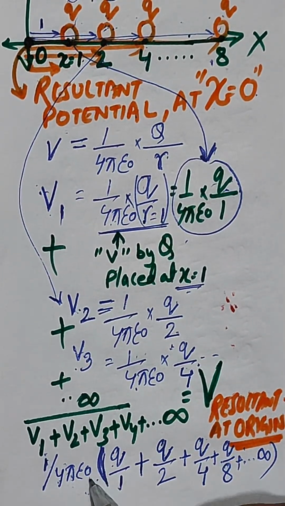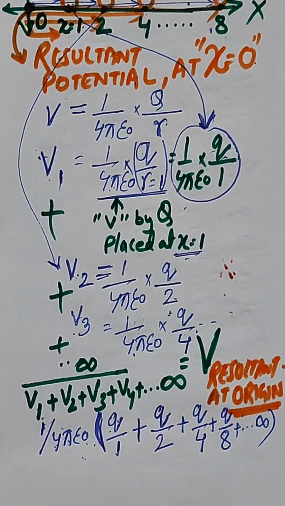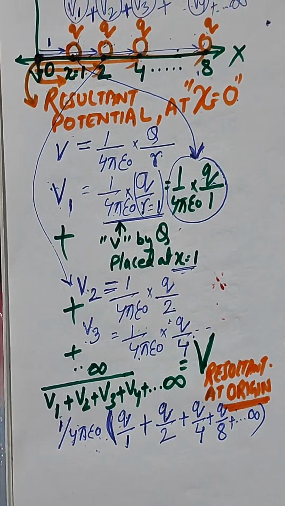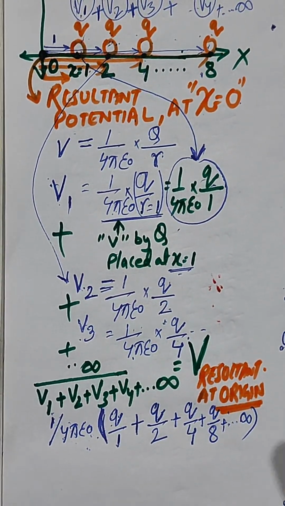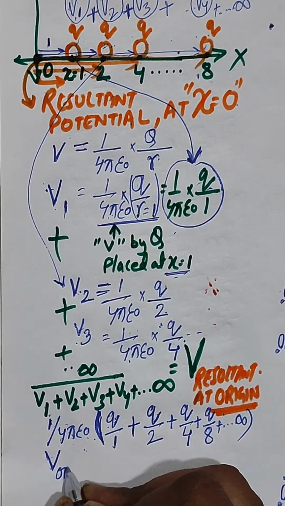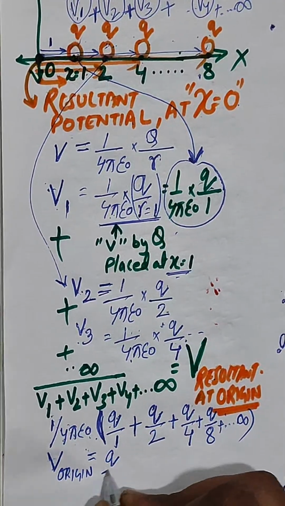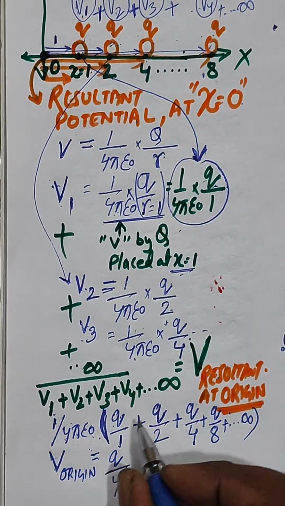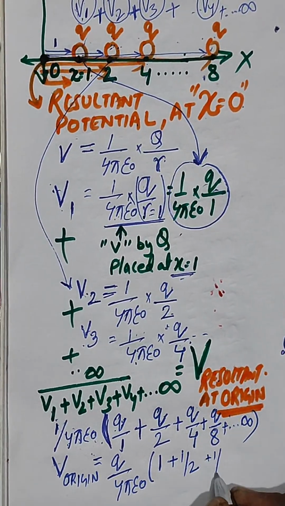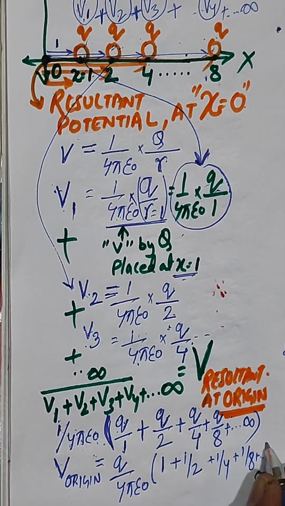So from here, you can see q can also be taken as common. So this will be giving you the total resultant potential at origin. This one is equal to q by 4 pi epsilon 0 into the bracket, it will be 1 plus 1 by 2 plus 1 by 4 plus 1 by 8 plus dot dot till infinity, right?